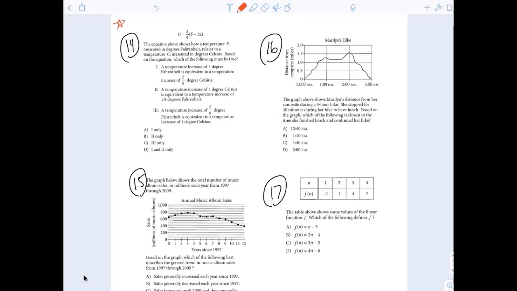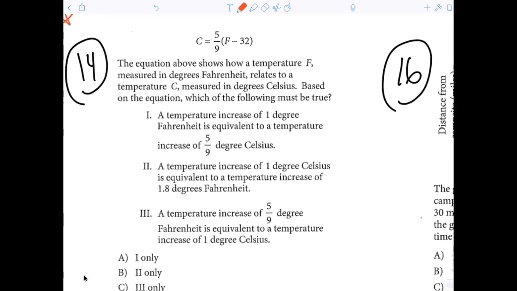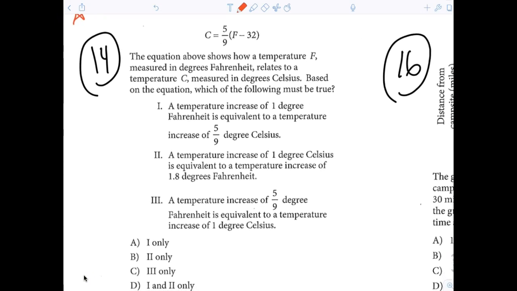And right now, for question number 14, it says the equation above shows how temperature F measured in degrees Fahrenheit relates to a temperature C measured in degrees Celsius. Basically, which of the following must be true? I really want your attention up here, please. Now, does everybody understand this is linear, correct? That is a linear function.